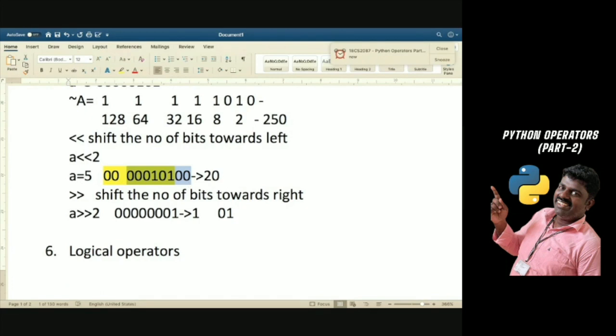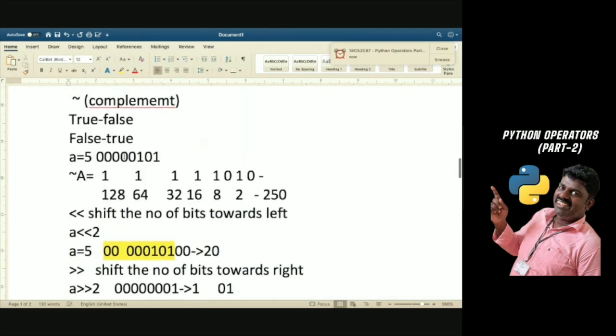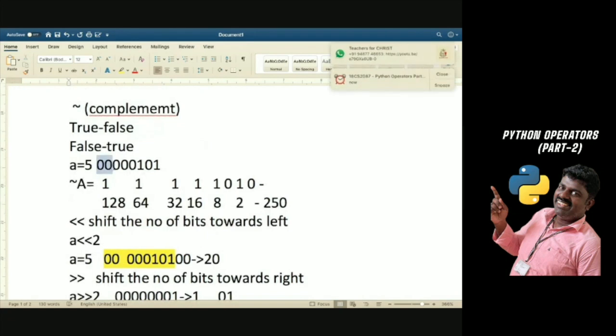Coming to the right shift, initially for 5 this is the value. When I am going for right shift, the last 2 bits will be excluded and the 0 will be included towards the front. The decimal value for this one is 1.